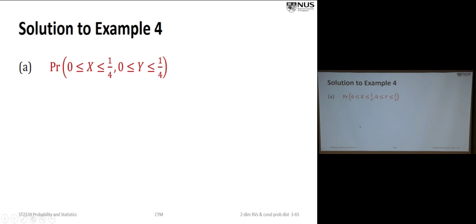All right, so how to do it? The first one is to get the probability of x between 0 and 1/4 and y between 0 and 1/4. So we do the integration.